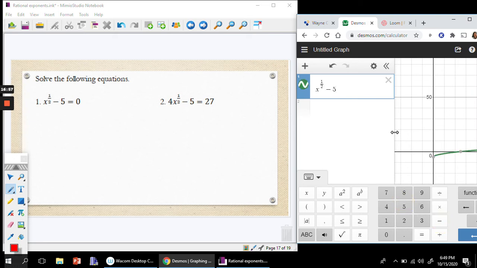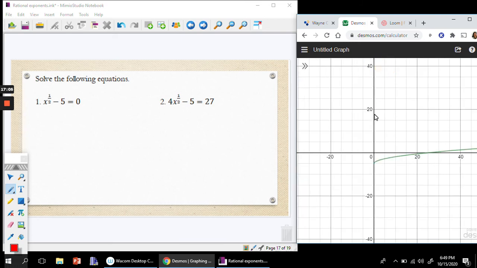Okay, and then that's it. You don't have to type in equal to 0, just the left side. And then look at the graph. As you can see, this is the graph. We are looking for the x-intercept. The x-intercept is where the graph passes through the x-axis.